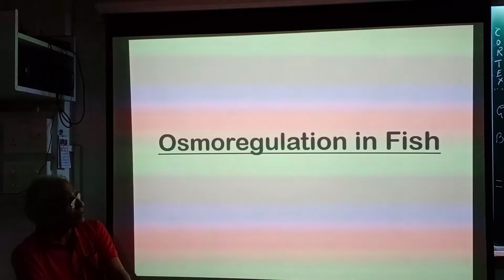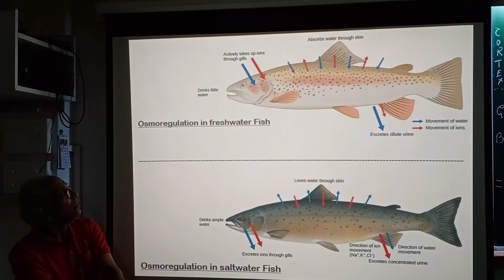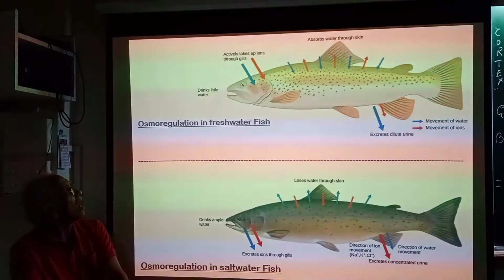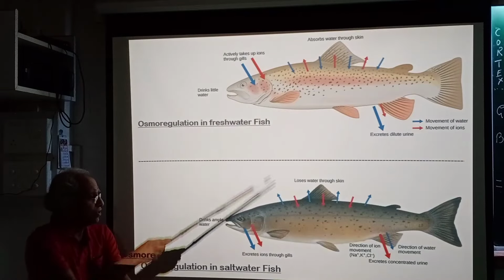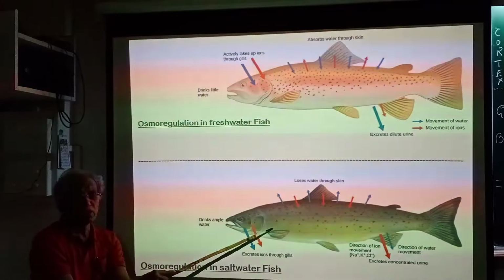Let's have a picture about it. Yes, this is a freshwater fish, and this is a saltwater, that is a marine fish.